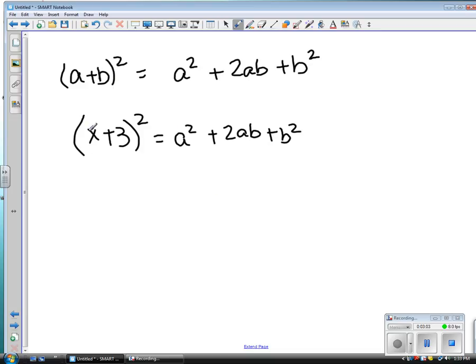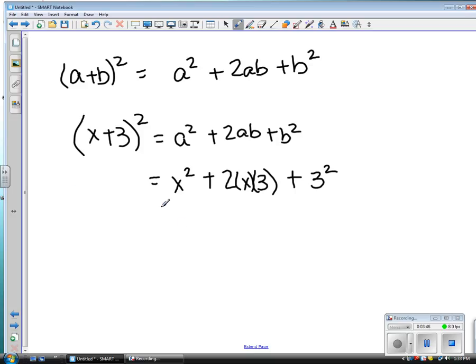Now, a squared is taking that first term and squaring it. So how do I write x squared? x squared. Then I'm going to have 2 times my first term times my second term. What's the first term? What's the second term? Plus second term squared. What's the second term? So all I've done is replaced the a and b. Does everybody see where I got my a's and b's? a is my first term in my binomial, and b is my second term in the binomial. So all I'm doing is plugging in.